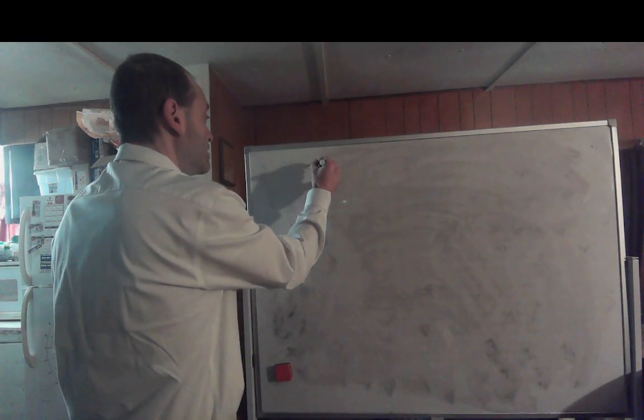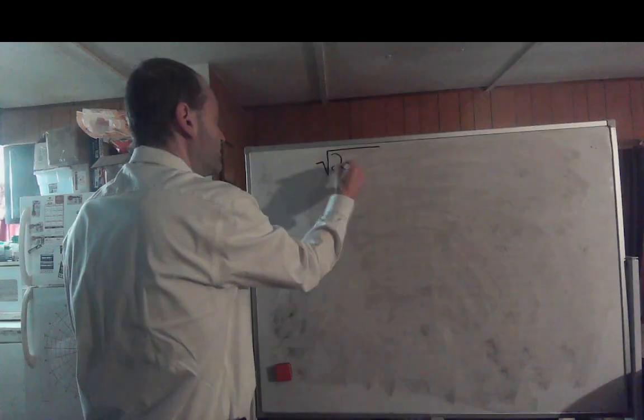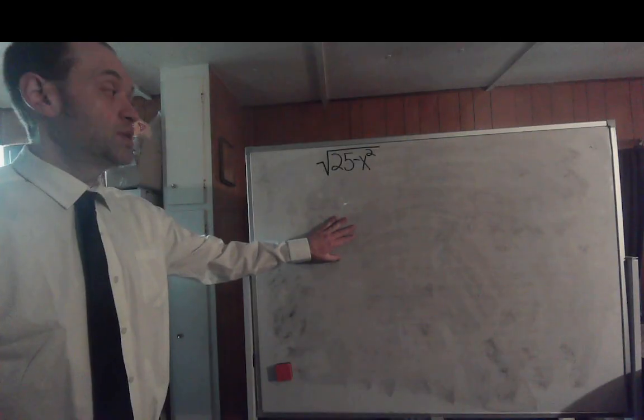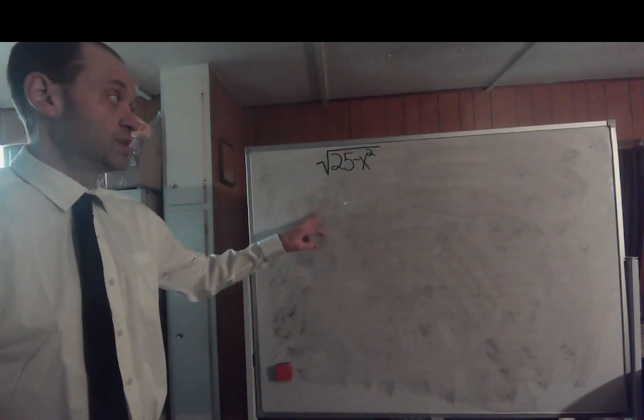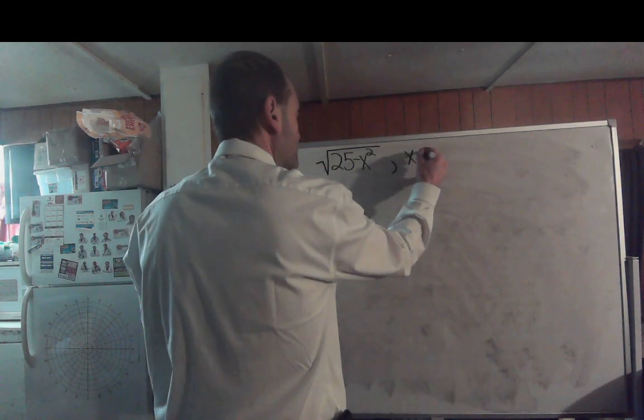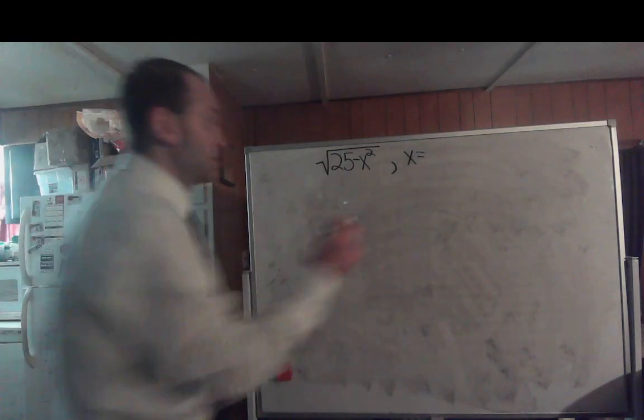So now we're going to talk about what's called trig substitution. These really come up heavily in calculus. Let's say you have something like the square root of 25 minus x squared. Well, you can use trigonometric substitution to deal with this. So you're given 25 minus x squared, where x equals 5 times the sine of theta.